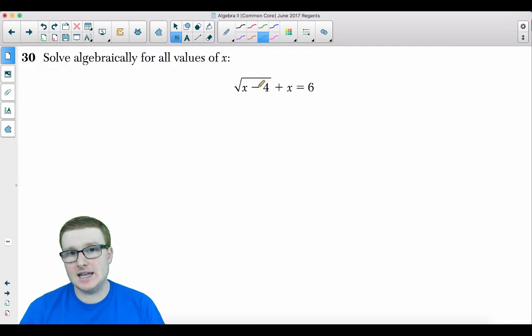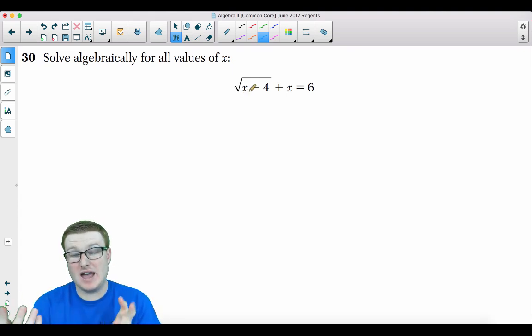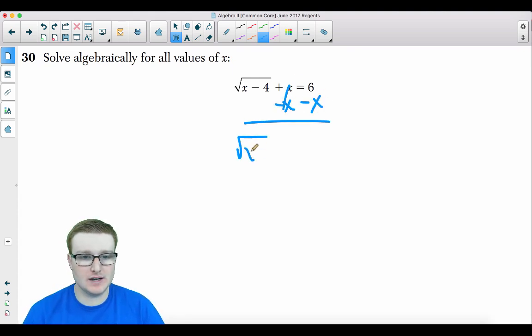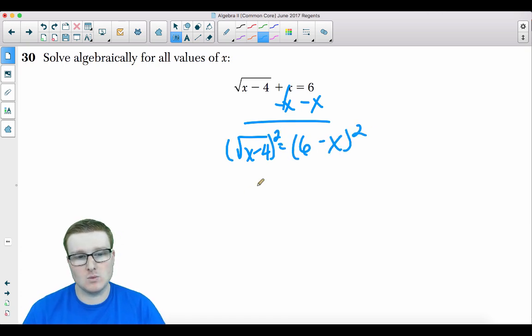Now, we need to isolate the x by itself. But the problem is we have a square root of x. We cannot solve for the square root of x. We have to eventually square that term in order to get rid of that square root. So what I'm going to do is subtract the x on both sides. We get the square root of x minus 4 is equal to 6 minus x. Okay. Square both sides. We get x minus 4 equals 6 minus x, 6 minus x.